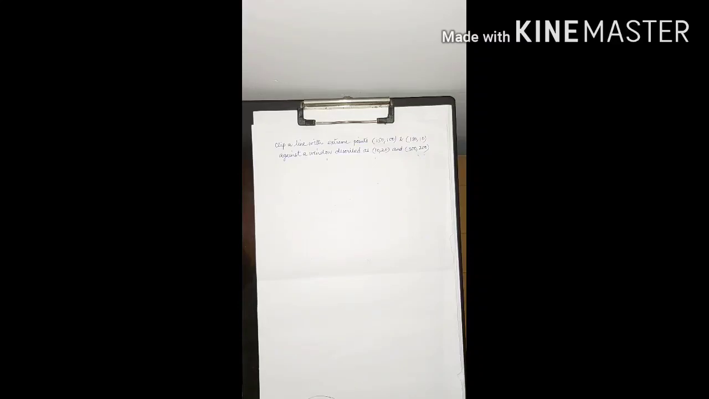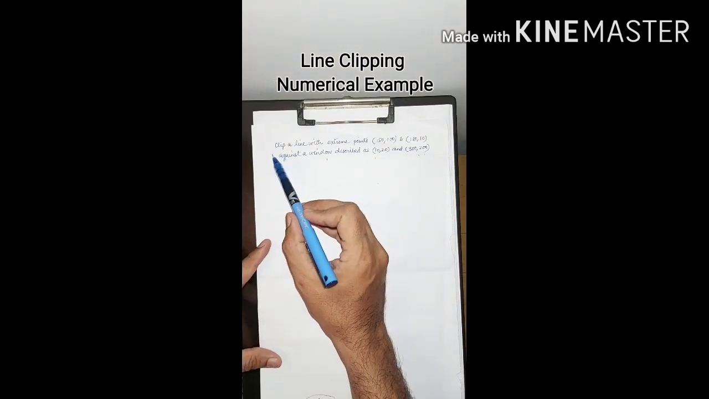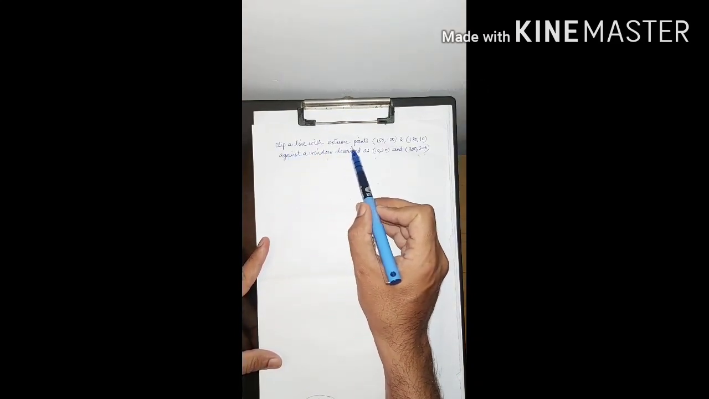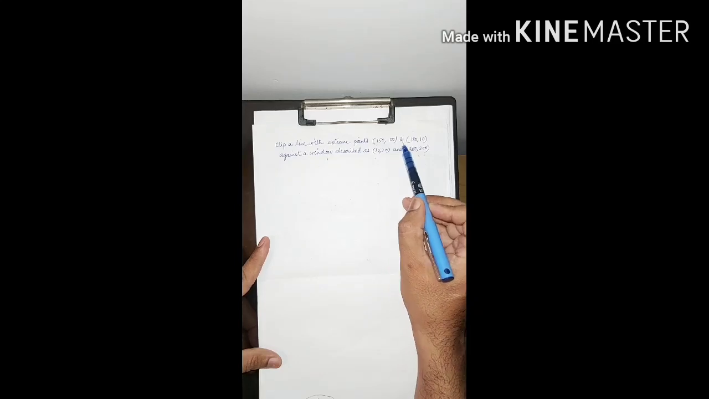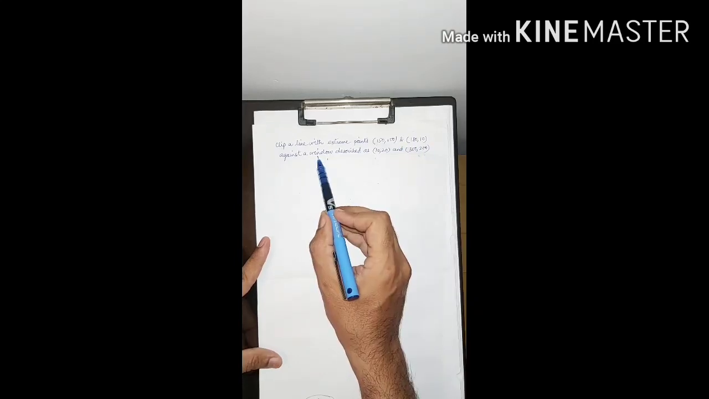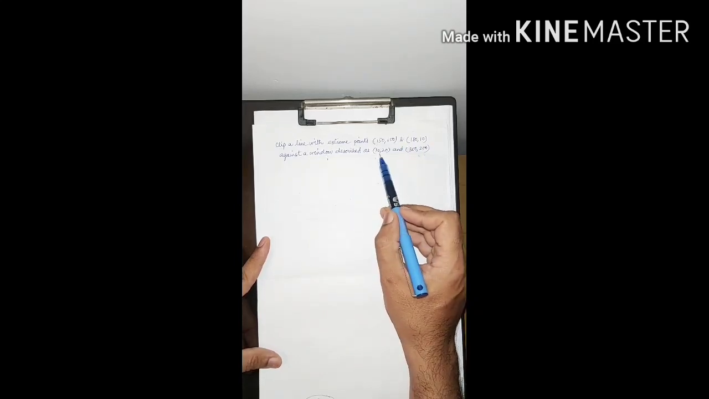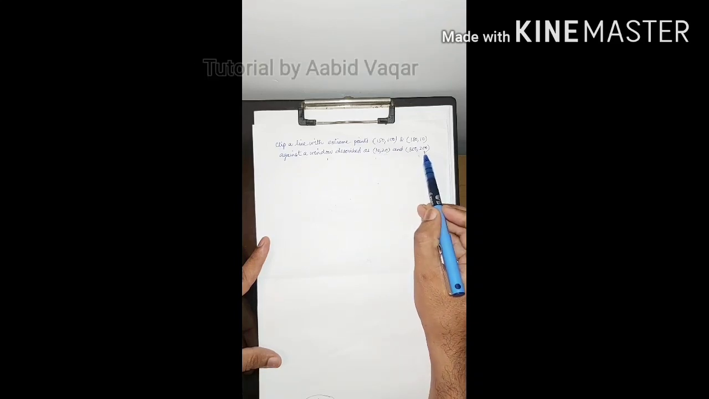Dear students, hope you have clearly understood the line clipping algorithm. And now we will try our hands at a numerical which has this statement. Clip a line with extreme points 150, 100 and 180, 10 against a window described as 10, 20 and 300, 200.